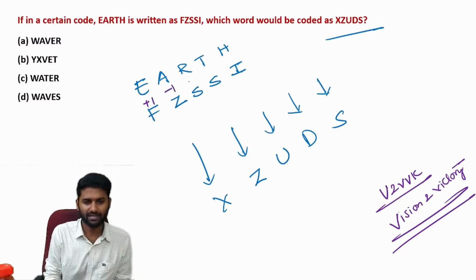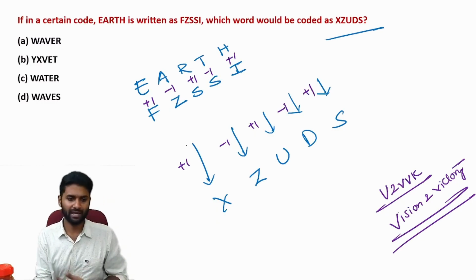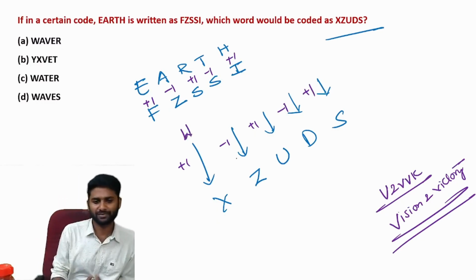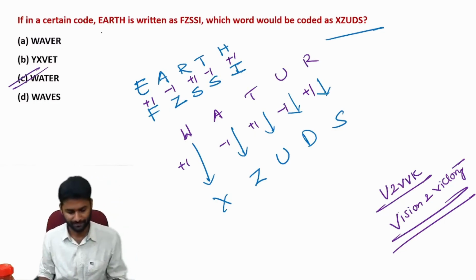EARTH becomes FZSSI, so it's all about plus 1, minus 1, plus 1, minus 1. See, first one plus 1, minus 1, plus 1, minus 1, plus 1. After adding plus 1, it becomes an X, so definitely we require it to start with a W. Now, if you subtract 1, it becomes a Z, so definitely it becomes A. Next one is T. This is R. So that's the suitable answer.